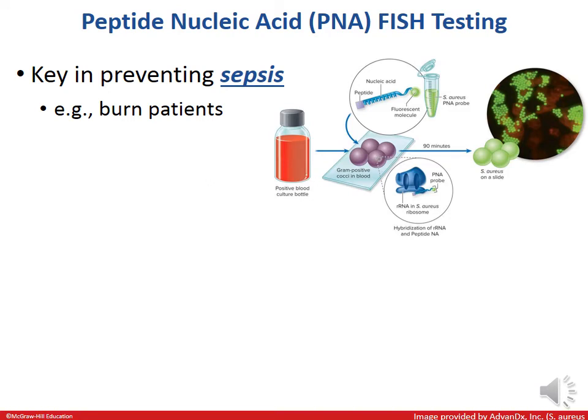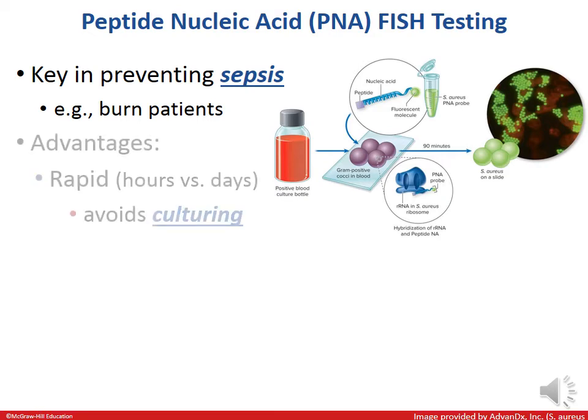So one genetics test that's become very important in situations where time is of the essence. So for example, a high-risk patient for sepsis, like a burn patient, if they test positive for gram-positive cocci in the blood, you don't know if it's the normal Staphylococcus epidermidis, which is a normal resident of the skin, or the highly virulent Staphylococcus aureus. And if sepsis is caused by Staph aureus, it has a very high mortality rate.